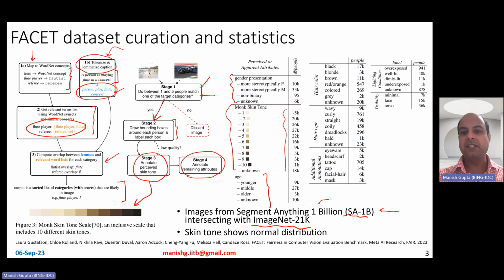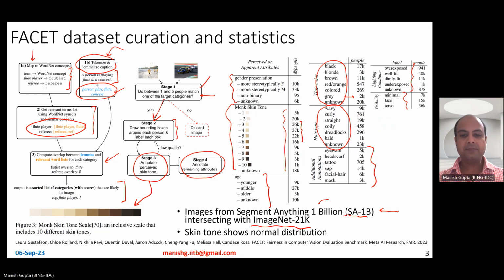In fact, for skin tone, it's more or less like a normal distribution with a lot of instances around 4 to 6 in that census. And then there are instances at the extremes, right? Hair color, there are different kinds of hair color as you see, and enough instances across all of them. Hair type, again, there are various different types. Lighting conditions, 5 different kinds of lighting conditions, visibility, minimal, face or torso, and then other additional attributes like cap or tattoo or mask and so on, right?